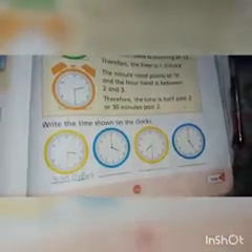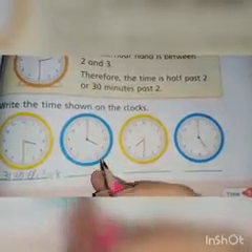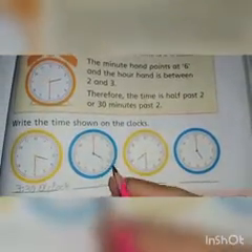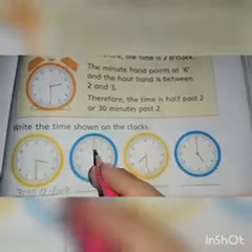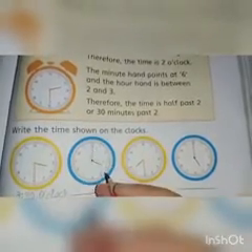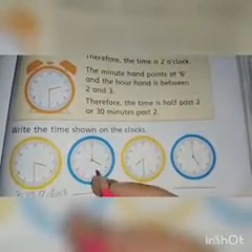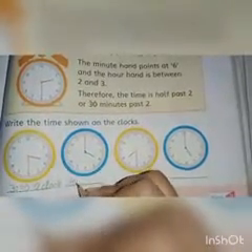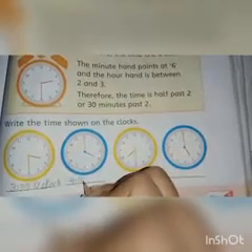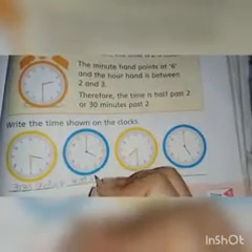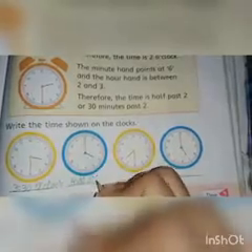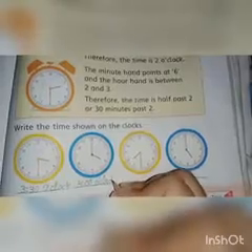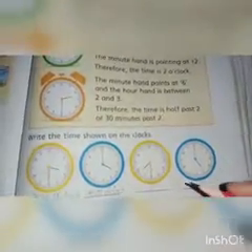C-L-O-C-K. 3:30 o'clock. Students, at our next clock, here we have two hands of the clock and the hour hand is on 4 and the minutes hand is on 12. So students, what time is it? 4 o'clock. We are going to write 4 o'clock here. O'clock. C-L-O-C-K. 4 o'clock. Go for the next one.